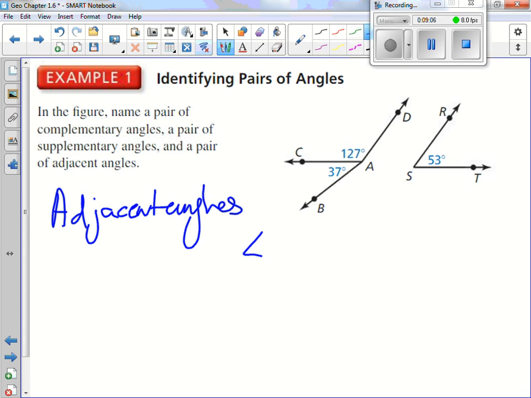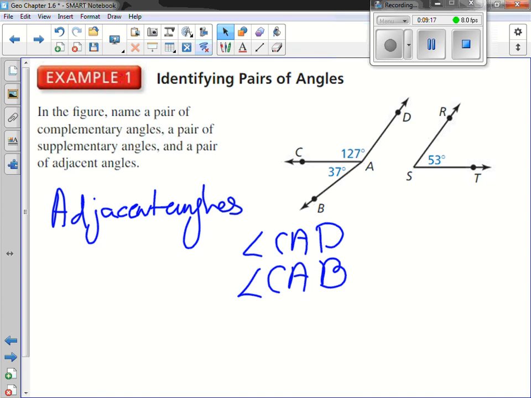Angle CAD and angle CAB. Do RST and CAD have a common vertex? Well, no, they don't have a common vertex. A common vertex is what? A point that the two rays connect. So S would be our vertex here. Point A is the vertex for these two here.